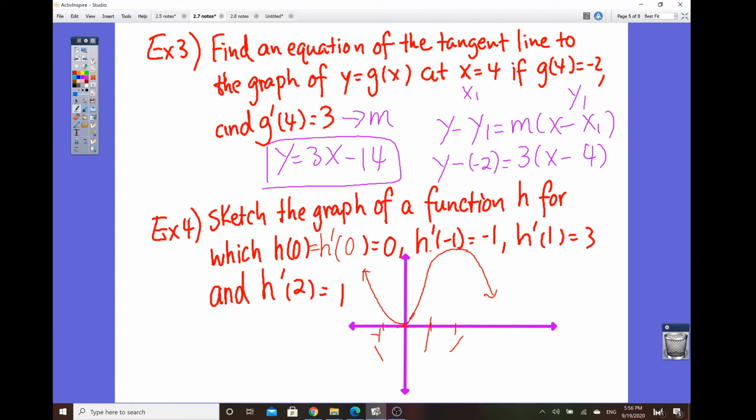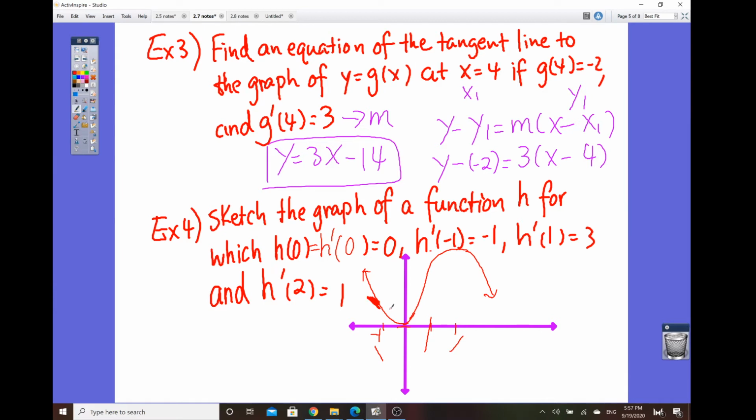And then example 4 might be a little bit difficult. So this one tells you the slope at a certain position. So for h of 0, that's 0, right down here at the bottom, at 0, 0, the origin. And one thing that we notice, h prime of 0 is 0. So that means this one is considered a horizontal tangent, so the slope is 0. And then h prime of negative 1 is negative 1, so that means it's declining. So negative 1 shows the slope here.